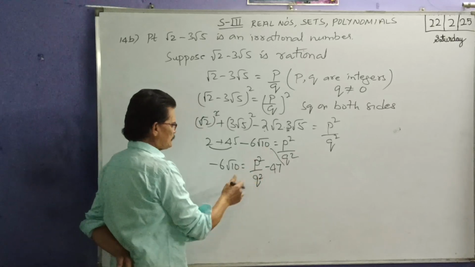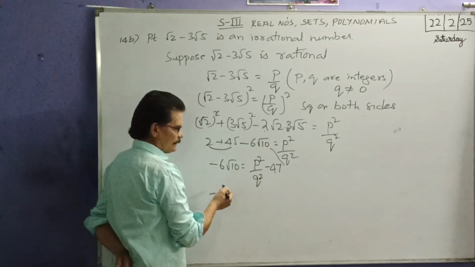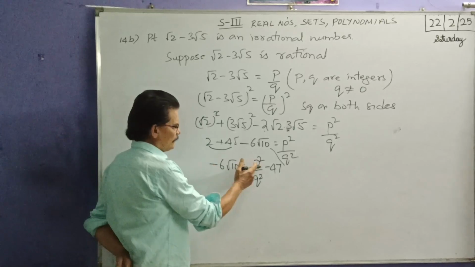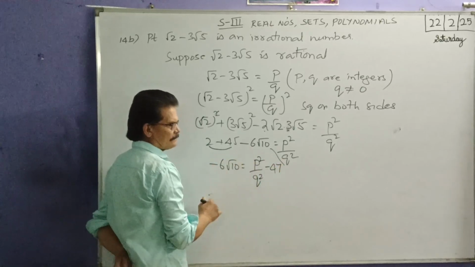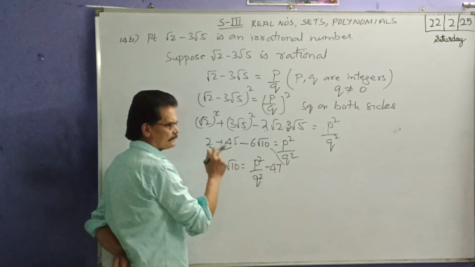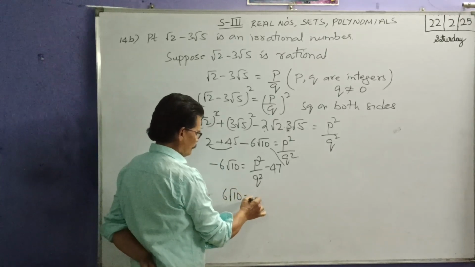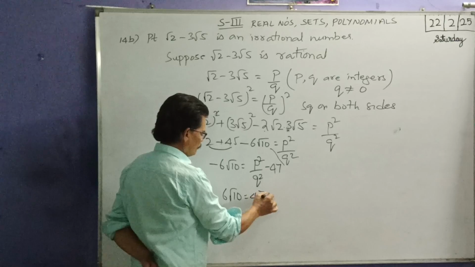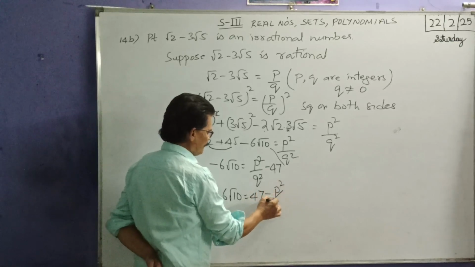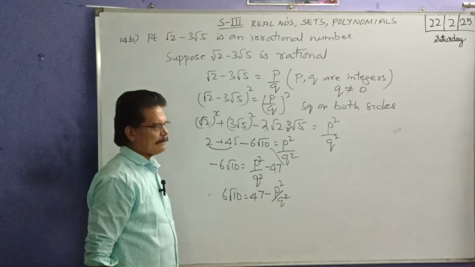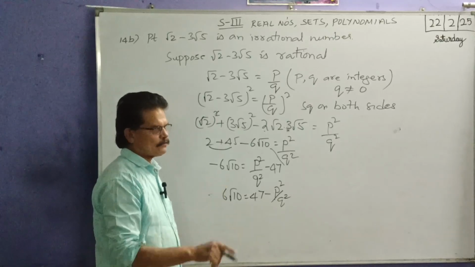Okay, taking the LCM. Otherwise, if you want to eliminate this minus, a minus b becomes b minus a. So 6 root 10 is equal 47 minus p square by q square, right? A minus b becomes b minus a when we take minus common.